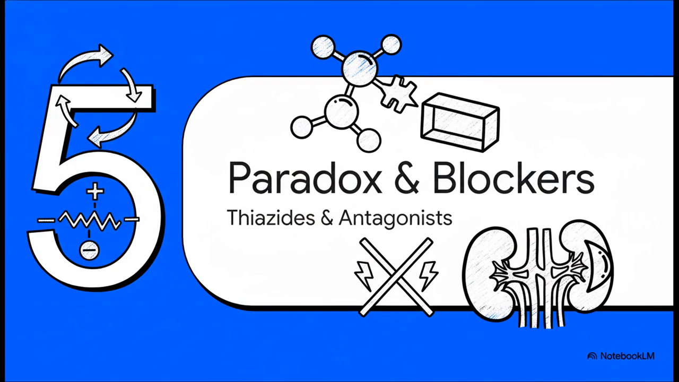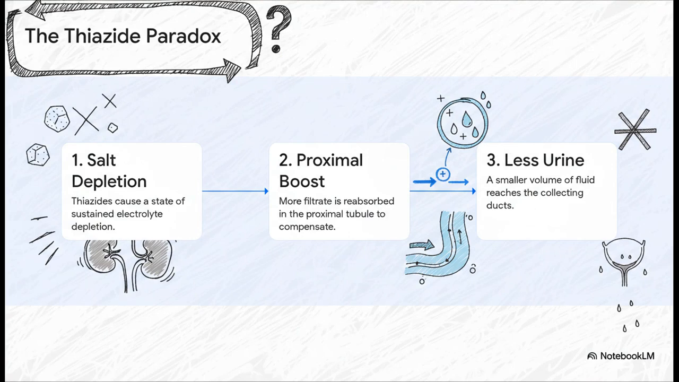All right, we're almost at the end. Let's finish up with two very interesting, slightly more advanced concepts. These are the kind of things they love to ask about in exams to separate the good students from the great ones. First, we'll look at a paradox, a drug that does the opposite of what you'd expect. And then, we'll talk about a new class of drugs that are designed to block vasopressin. Now this is a classic exam question, so please listen carefully.